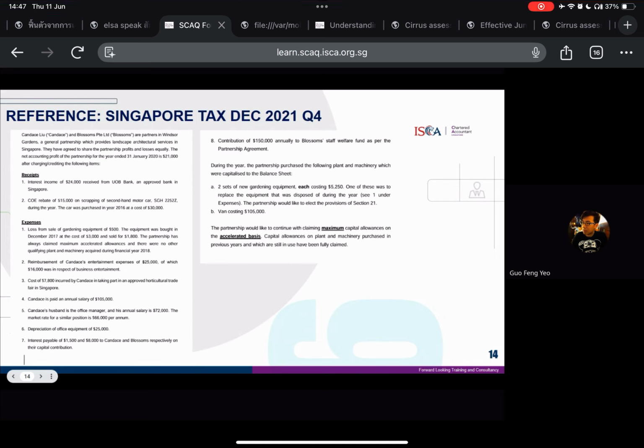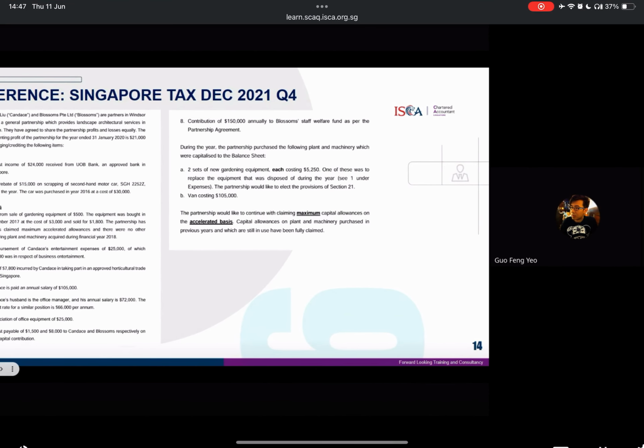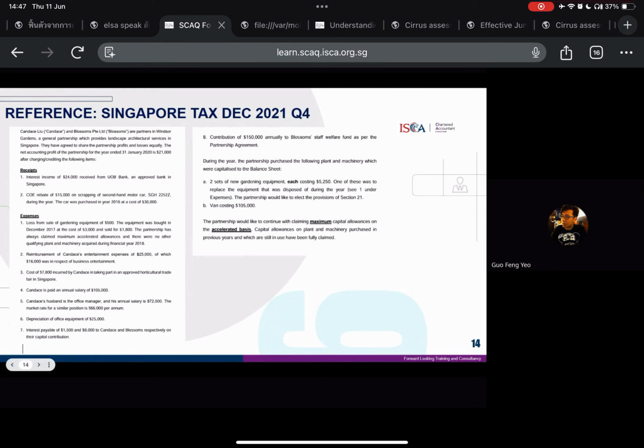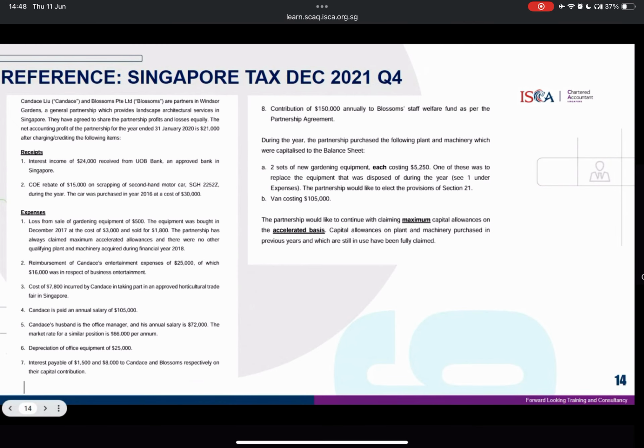Expenses. Loss from sale of gardening equipment of 500. The equipment was bought in December 2017 at the cost of 3,000 and sold for 1,800. The partnership has always claimed maximum accelerated capital allowances, and there were no other qualifying plant and machinery acquired during financial year 2018. Reimbursement of Candace entertainment expenses of 25,000, of which 16,000 was in respect of business entertainment. Cost of 7,800 incurred by Candace in taking part in an approved horticultural trade fair in Singapore.